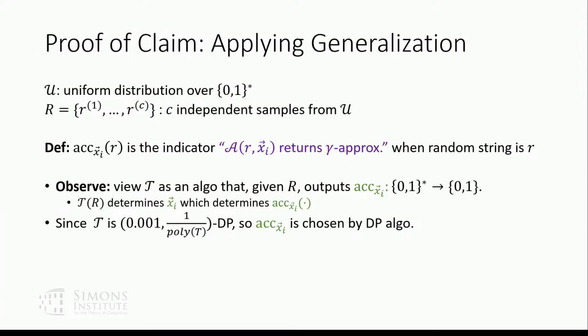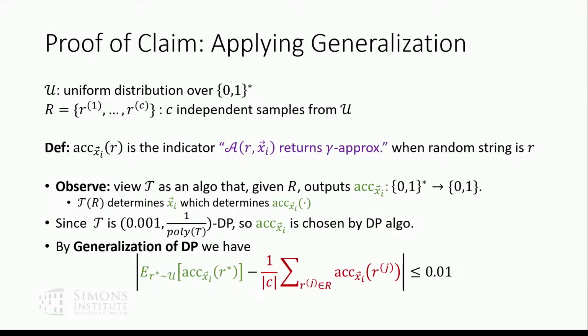So it means that we know before that this transcript is private with respect to R. So it's a private algorithm. And so this is like a predicate chosen by a private algorithm. And so by generalization of the privacy, you get that this predicate chosen by a private algorithm must be close, this empirical average must be close to the expectation.